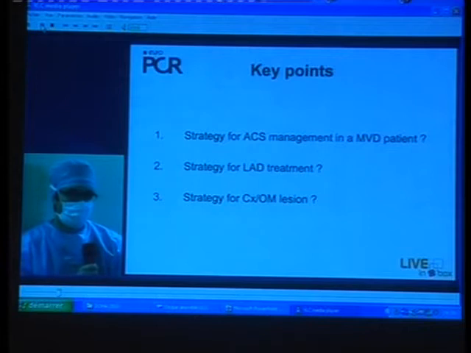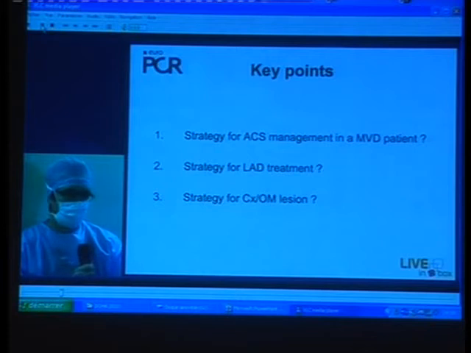So the key points should be to discuss the strategy in case of an acute coronary syndrome in the management of a multivessel disease patient. Second point, we have to discuss the strategy for the LAD lesion treatment, and at least discuss the strategy for the intermediate lesion of the circumflex artery.